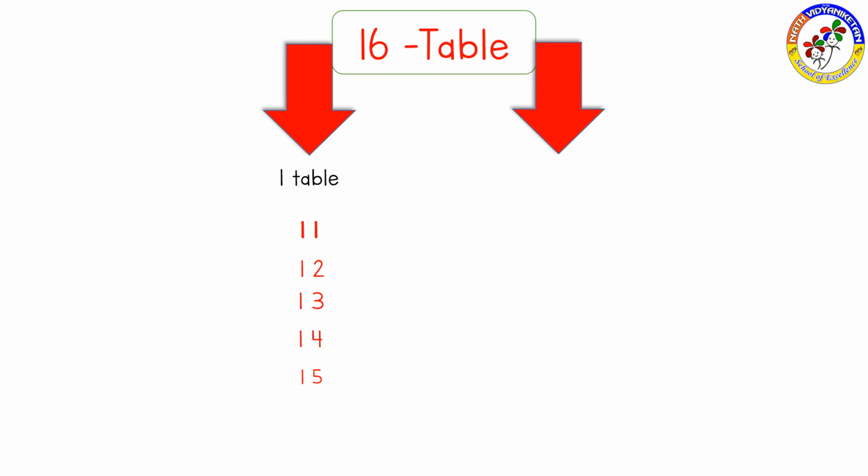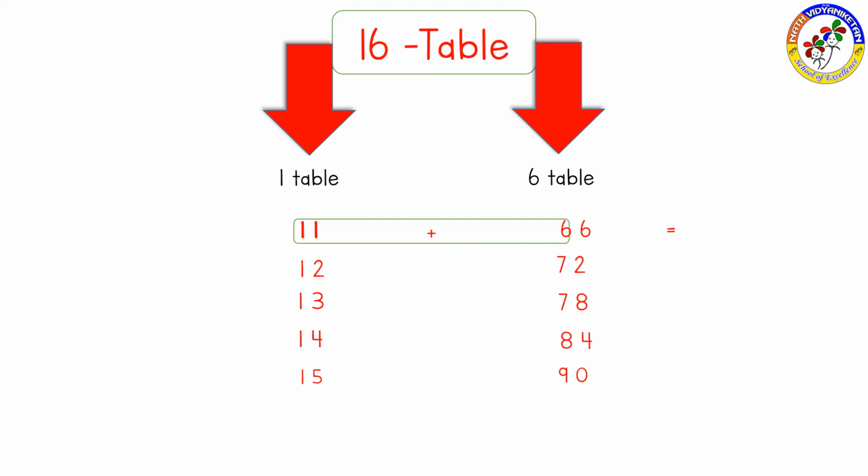So here is the table. Write the 1 table from the 11th step. 1 11s are 11. 1 12s are 12. 1 13s are 13. 1 14s are 14. 1 15s are 15. So on the right side, the 6 table from the 11th step. 6 11s are 66. 6 12s are 72. 6 13s are 78. 6 14s are 84. 6 15s are 90. Now let us use the trick.